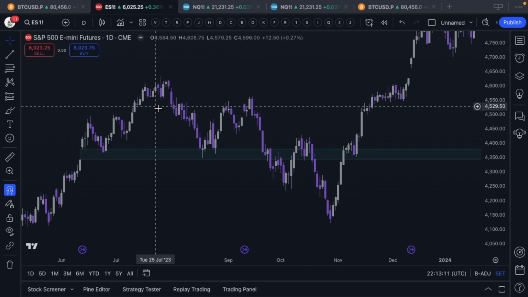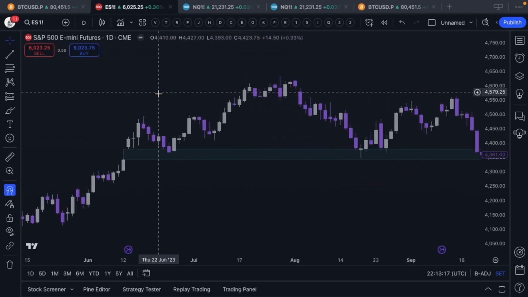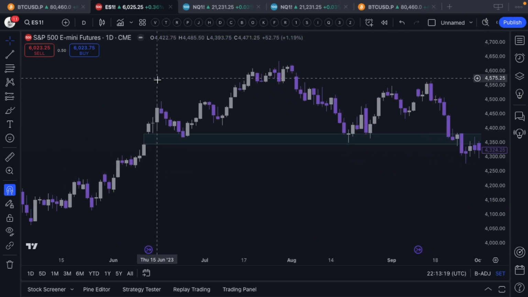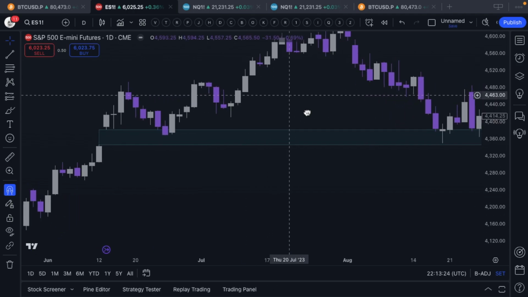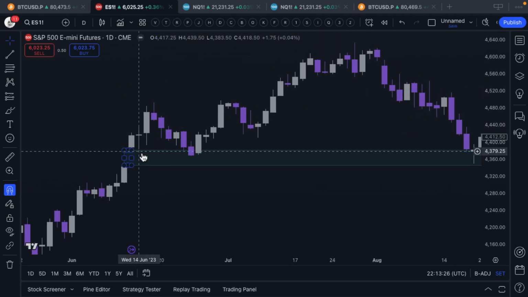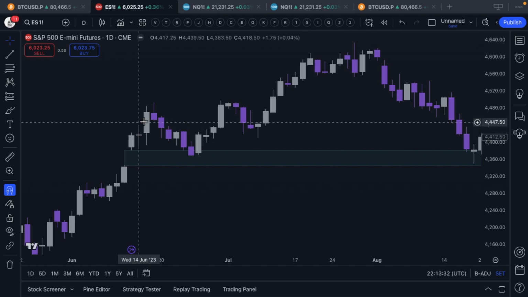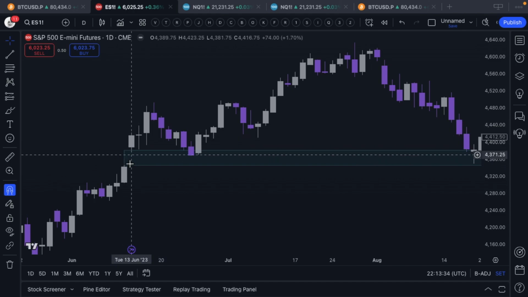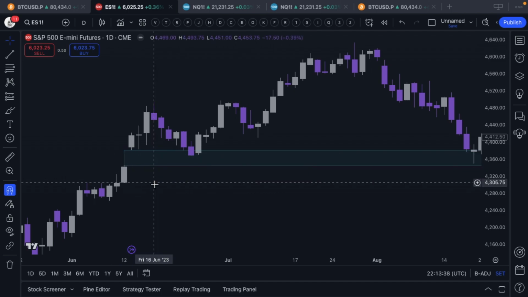But then we move on to the vacuum block. Now, I personally don't look at these as vacuum blocks. I just treat these as fair value gaps, like I said earlier. So we have the daily chart here on the S&P 500 E-mini futures. Price opens up with a big gap up. So this is our vacuum block. All right, but it's really a price value gap.